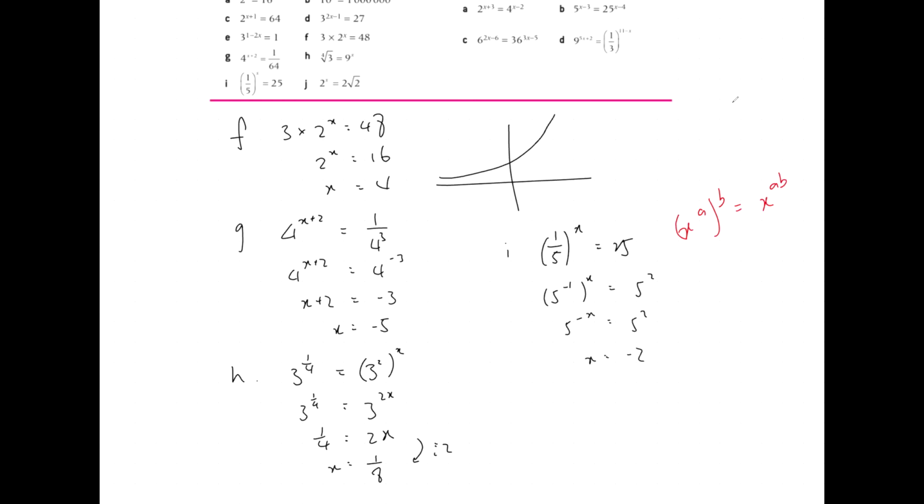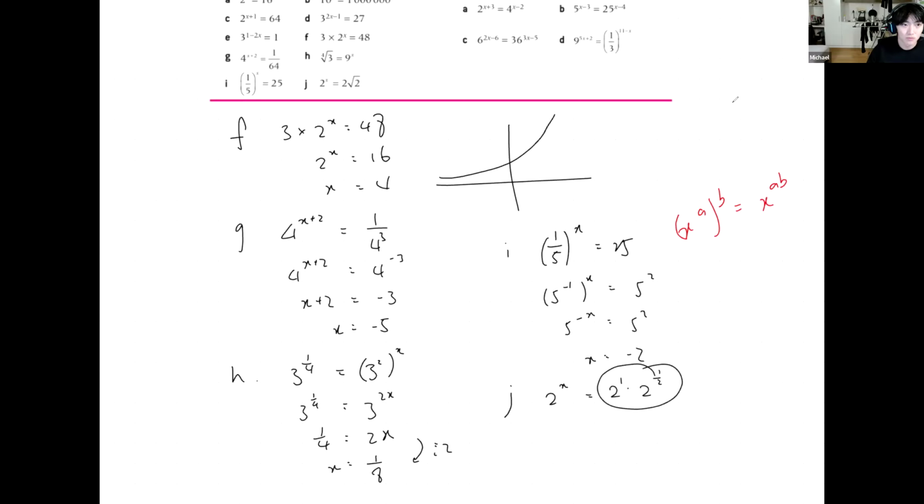No. Lastly, J. Any contestants? I got 3 over 2. Nice, that's correct. Did everyone else get it? Okay, so you break up the square root. You put the square root as the power of a half, and because it's multiplying, we can add the power. So obviously x is 1.5 or 3 over 2. Okay? 1.5, or 3 over 2.